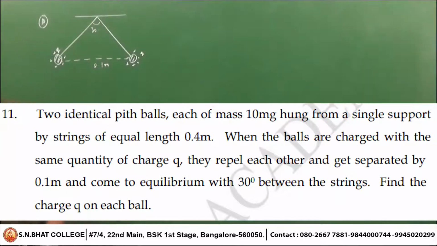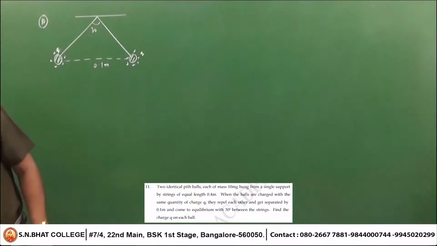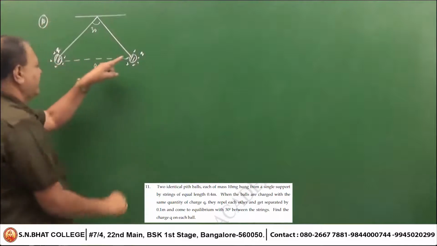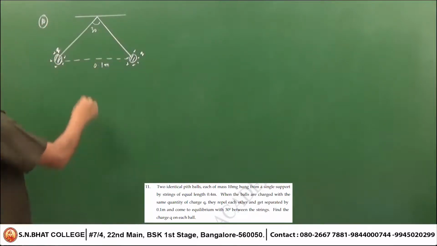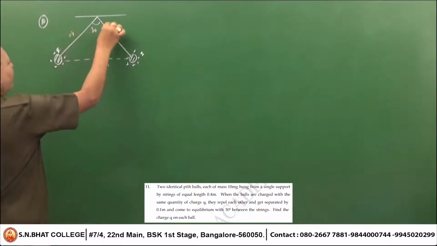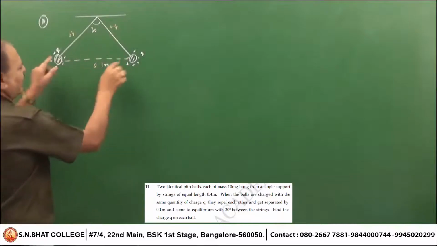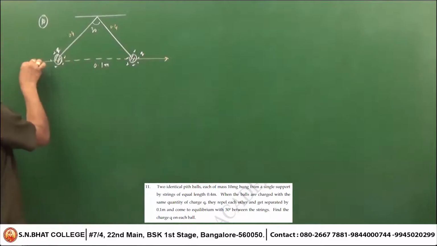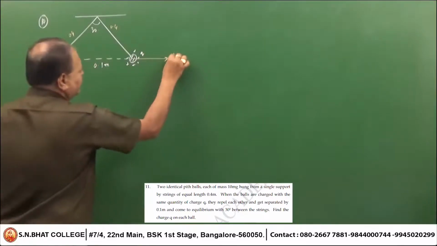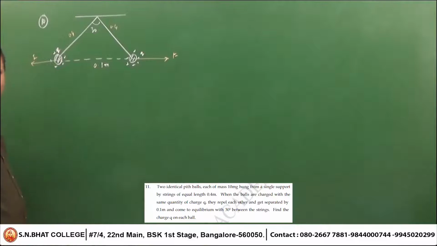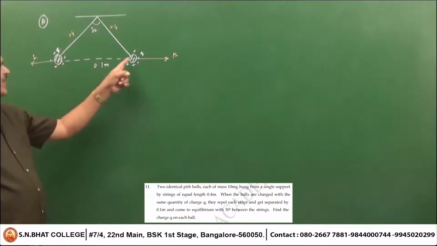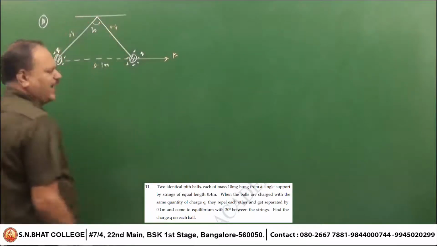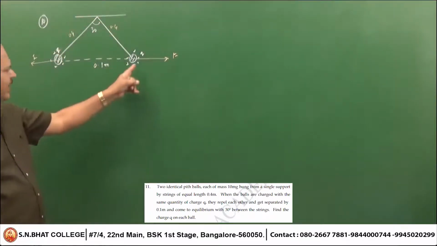Remember correctly, read the problem properly. What is he saying? Here are the 2 balls, they are charged with Q and each string is 0.4 meter. When they are given equal amount of charge, they repel each other. This one repels to this side, that one repels to that side. Remember, that's called repulsive force. Then the distance between the two is 0.1 meter. They repel and this angle becomes 30 degree. Now I am asking, what is the charge?